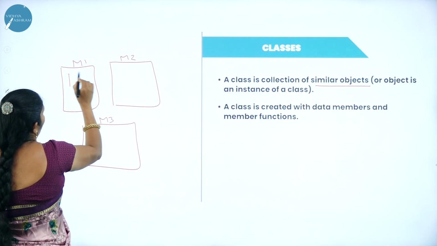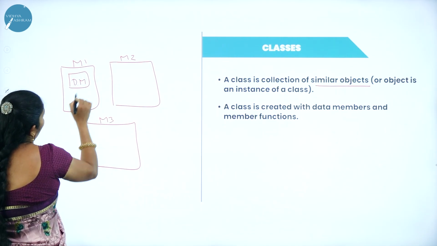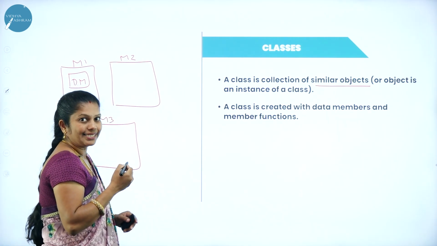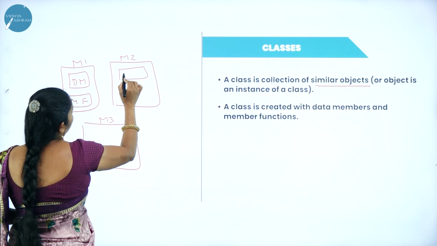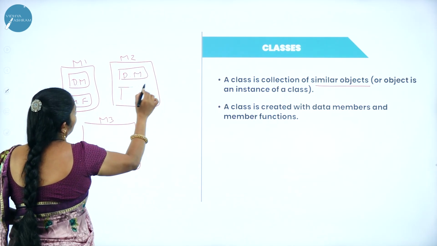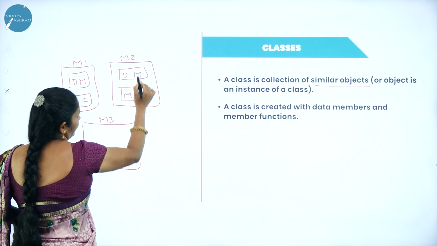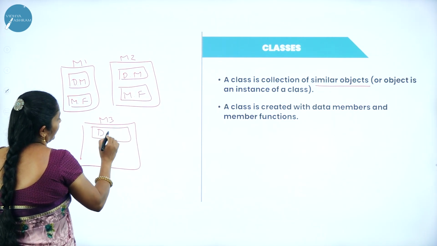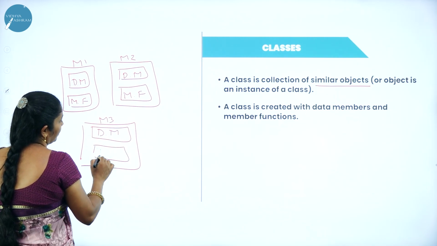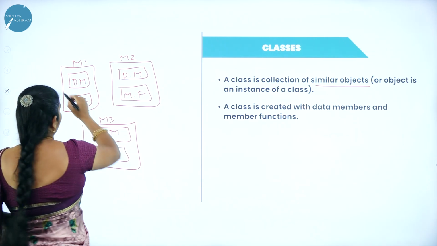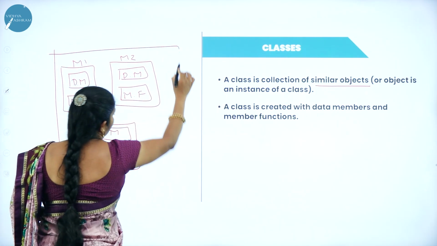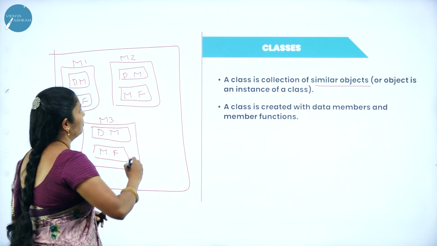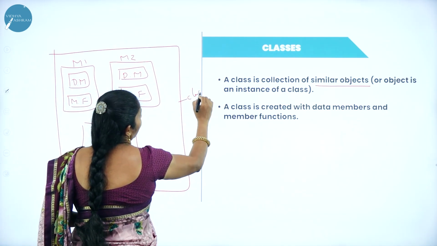In all the 3, we have data members as well as member functions. In the first mobile also we have data as well as functions. In the second mobile also we have data members as well as member functions. In the third mobile also we have data members as well as member functions. The collection of related objects can be called as class here.